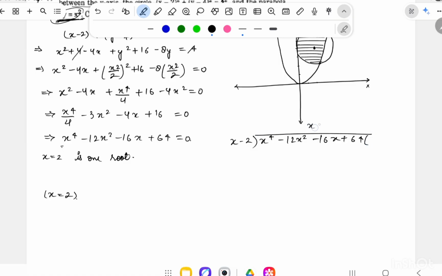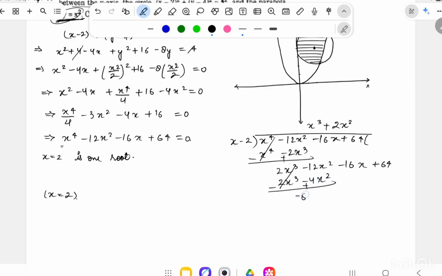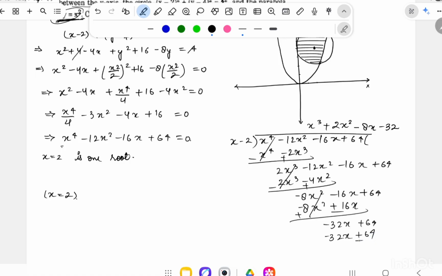Now I need x cube, it will be x^4 minus 2x cube, and it is 2x cube minus 12x square minus 16x plus 64. So this time 2x square, it will be 2x cube minus 4x square, minus plus minus 8x square minus 16x plus 64 minus 8x plus 16x plus minus, so it will be minus 32x plus 64, minus of 32, it will be minus 32x plus 64, which gives me 0.